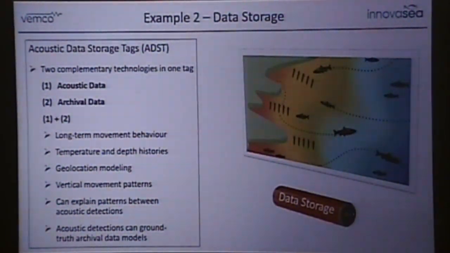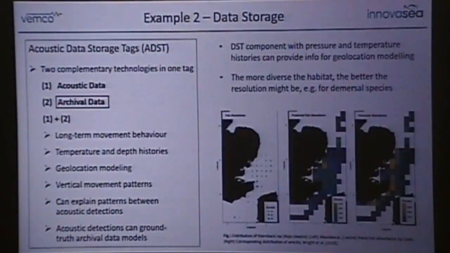So the important bit in these acoustic data storage tags is that you've got 2 technologies in one. One is the acoustic data, like our normal acoustic tags, and you've got archival data. If you put these technologies together, you can investigate long-term movement behavior, even if your animals are leaving your acoustic installations and your array. So you can then ground truth your archival data models with your acoustic data, and you can then geolocate, or at least try to get some kind of location of your animals when they're outside of your acoustic installations. And I just chose this example for rays in the North Sea for geolocation.